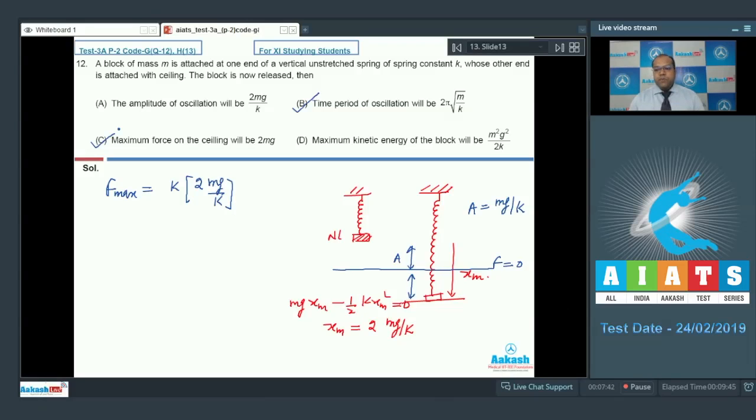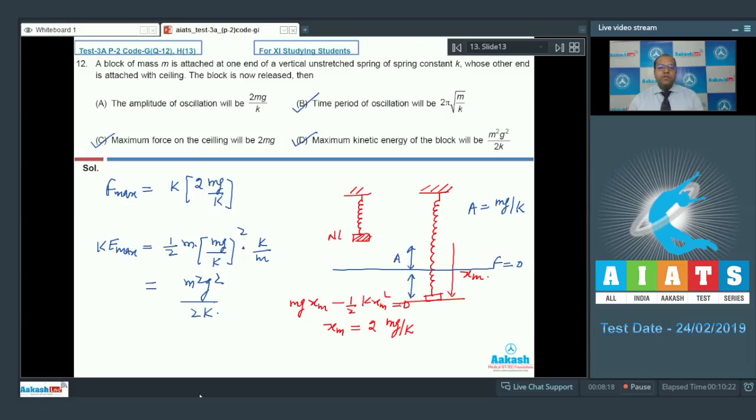In option D, the maximum kinetic energy of the block will be, so the maximum kinetic energy of the block is possible when the block is at the mean position. So that can be written as half into m into velocity at mean position, which is a omega, squared. So amplitude is mg by k, squared, into omega squared, which is k by m. On solving, it comes out to be m squared g squared by 2k. So option D is also correct. So the correct answer for question number 12 are options B, C and D.